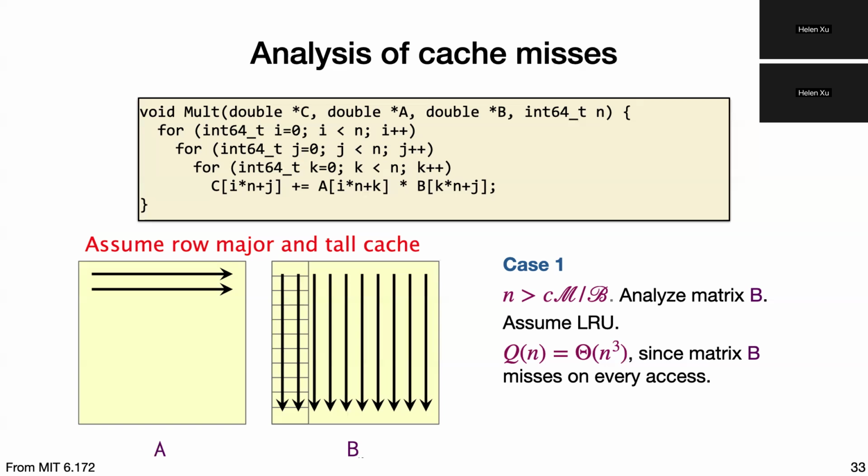LRU is least recently used. That's a replacement policy, which is last time we talked about how if you assume LRU, you can get within a constant factor of the cache misses using resource augmentation compared to an optimal cache.